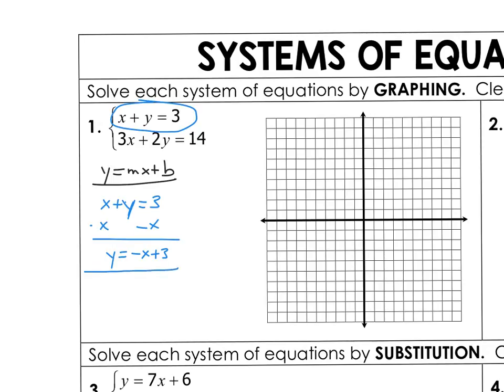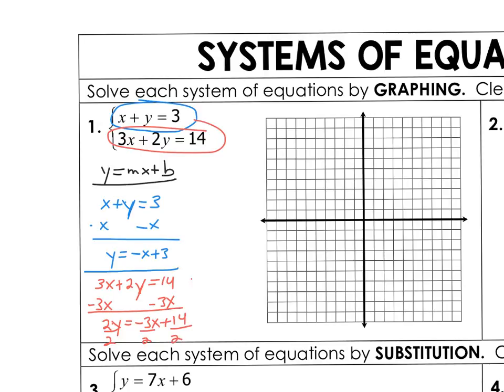The bottom equation, I'll do in red. That's 3x plus 2y equals 14. And to solve for y, I would have to subtract 3x first on both sides. And if I do that, I get 2y equals negative 3x plus 14. We still have that 2 attached to the y, so our last step would be to divide both sides of our equation by 2. And if I do that, I get y equals negative 3 halves x plus 7. And there we have both of our equations.